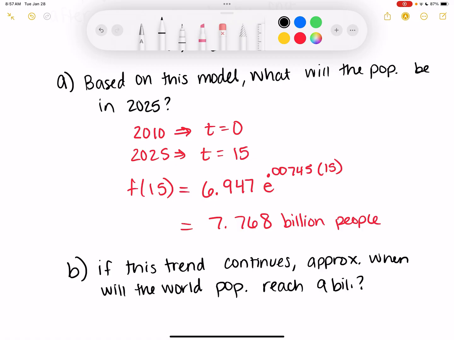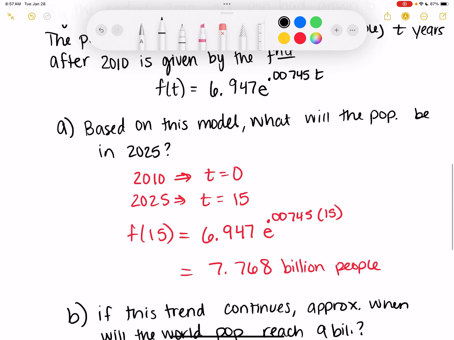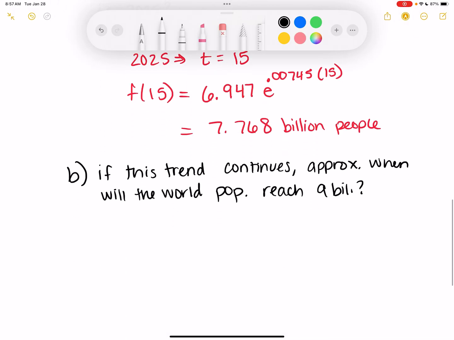All right, so basically, kind of like the money problem when we were plugging in, we're going to be plugging in 9 billion for the f of t in this original function that they gave us, and I'm solving for t. Because I know that ultimately I'm going to need this stuff on the left, I'm going to actually put f of t on the right, but just purely a notation thing. So I've got 6.947 e to the 0.00745, and now I'm trying to figure out when this is going to happen. So I'm going to put just t here equals 9.